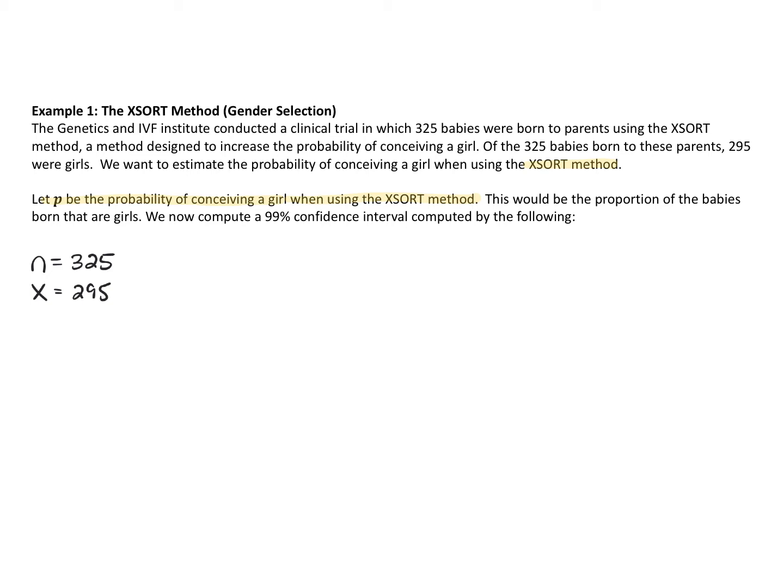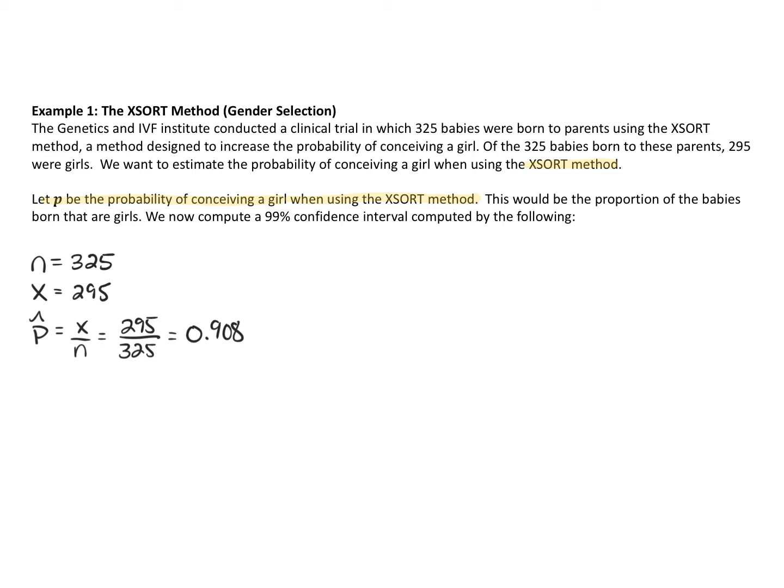And so from this information, we can calculate our sample proportion, which is the proportion of births that are girls. And so to calculate that sample proportion is always X divided by N. So 295 girls out of 325 births using this XORT method leads us to a sample proportion of 0.908. So this says that this clinical trial shows that approximately 91% of births using this XORT method resulted in girls. So that's a pretty high probability, because if parents were not using any method, then I hope you would agree with me that the probability of conceiving a girl is 50% or 0.50.